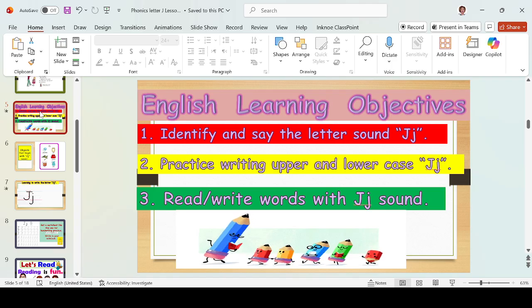So by the end of our session, I want you to be able to identify and say the letter sound J, J, J. I want you to be able to practice writing upper and lower case J, okay, and to read and write words with that J sound. All right, so let's move on.